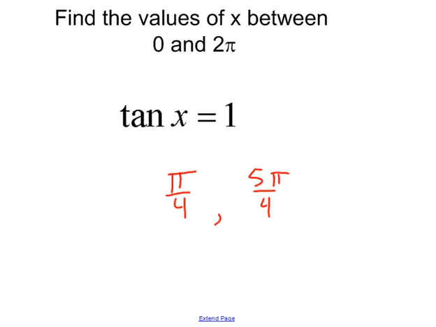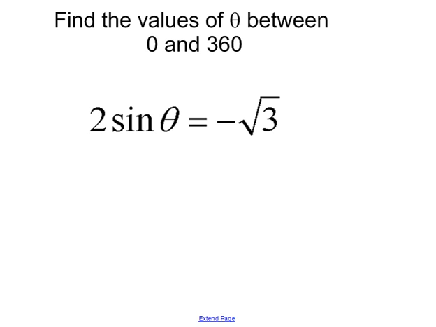Okay, well, let's step it up a notch. Now you see 2 sine of theta equals negative root 3. You ask yourself, well, where does sine theta equal negative root 3? It doesn't, right? Not on any of our special triangles that we know. But if we do a little algebra first and divide by 2, now this should look familiar. Negative root 3 over 2 again.